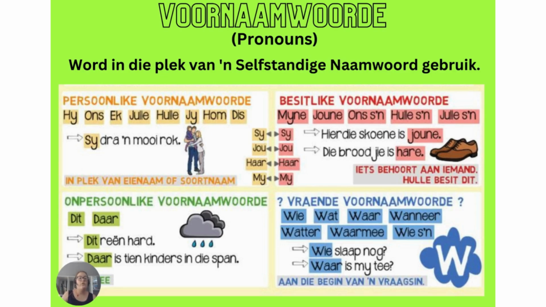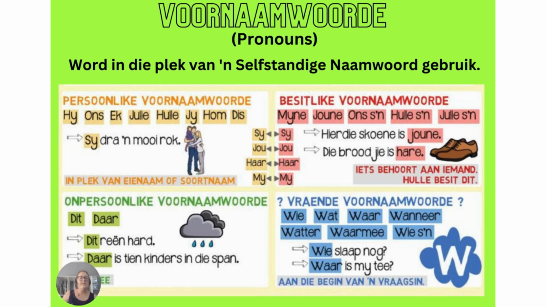Dan kry ons voornaamwoorde. Voornaamwoorde is your pronouns. So you can put it in the place of a noun. Pronouns can always be put in the place of a noun. So jy sit dit in die plek van jou selfstandige naamwoord en dit is jou persoonlike voornaamwoorde, besittelike voornaamwoorde, onpersoonlike voornaamwoorde en vraende voornaamwoorde. So persoonlike voornaamwoorde sal wees hy, ons, ek, julle, hulle, jy, hom.